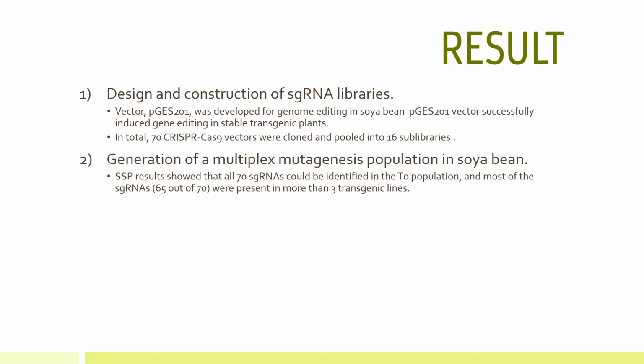Next is the generation of a multiplex mutagenesis population in soybean. Okay, the identification of the sgRNA in the individual plant was performed via the sgRNA-specific PCR, known as SSP. It showed that all 70 sgRNAs could be identified in the T0 population, and most of the sgRNAs were present in more than 3 transgenic lines.